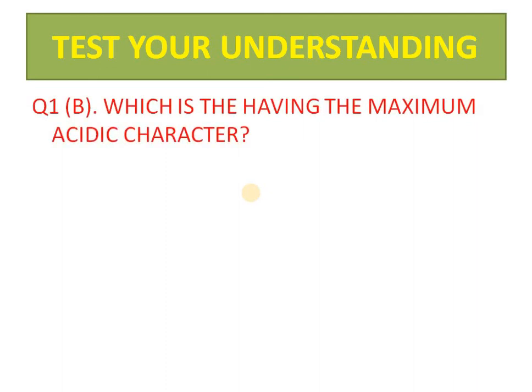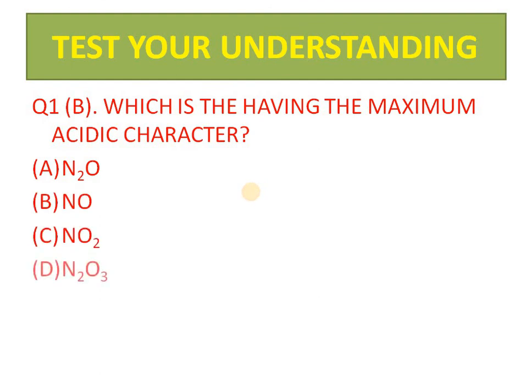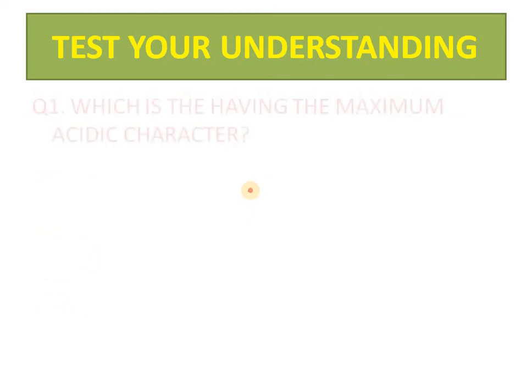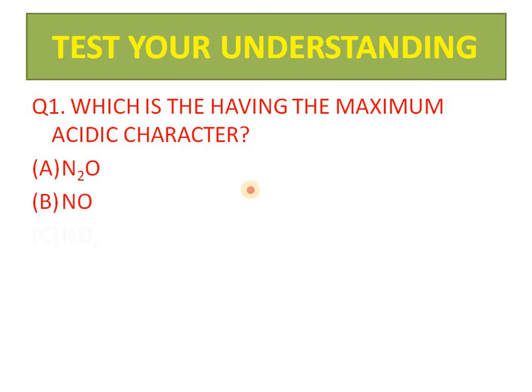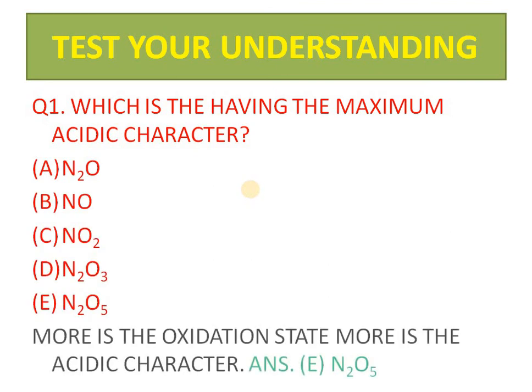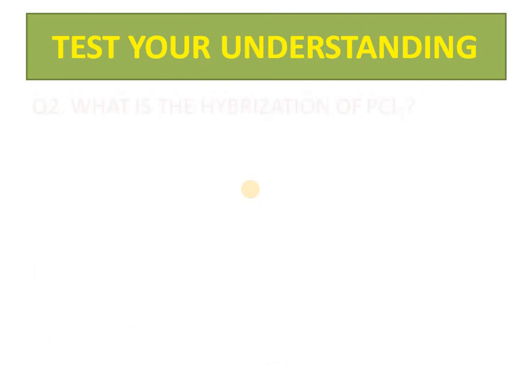Having the maximum acidic character. These are the options with you, and here you have to calculate the oxidation number. If you calculate the oxidation number, you will find that the maximum oxidation number is in N2O5. Therefore, acidic character is maximum for N2O5. Okay.